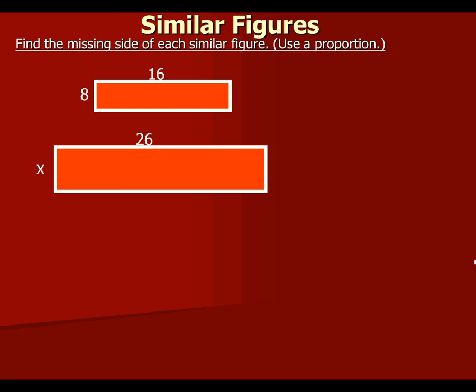On this example, we're looking for X. We have similar rectangles. I threw up that similarity symbol and didn't really talk about it, but that symbol right there is the symbol for similar. The symbol for congruent looks like this. Congruent means similar and equal, so that's why it looks the way it does. But the similar symbol looks like that. You might see that from time to time.